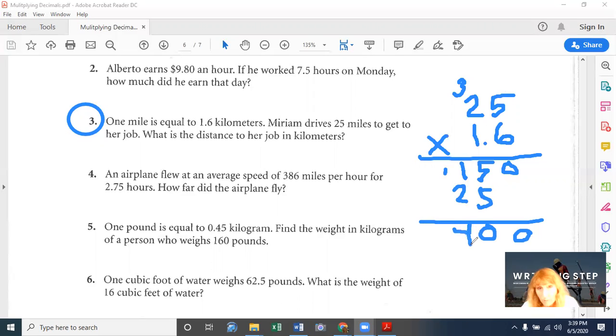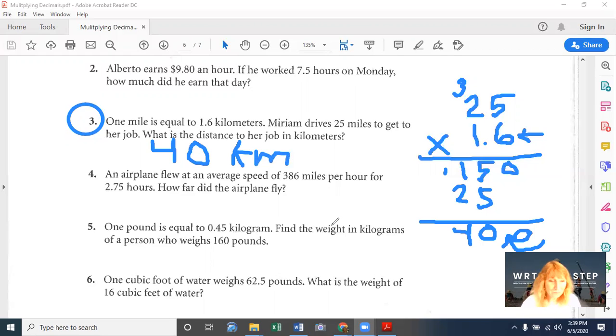Then you look and see how many numbers after the decimal. Well, there's only 1, right? So you move 1 over this way. So 40.0, or what is the distance to her job in kilometers? It's 40 km. 40 km. There we go.